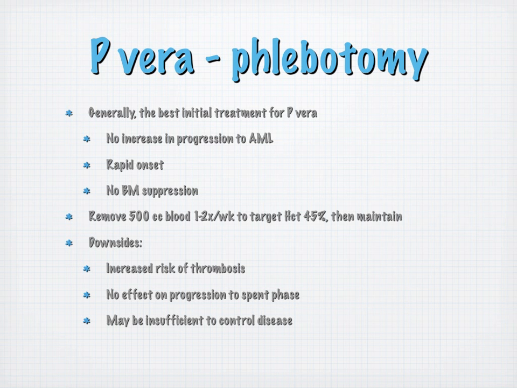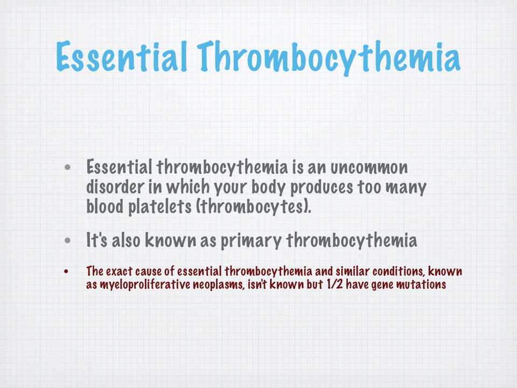So you remove 500 cc's of blood 1 to 2 times a week to target the hematocrit at 45%, and then you maintain. And the downsides: you have an increased risk of thrombosis, no effect on progression to the spent phase, and it may be insufficient to control the disease. But hey, it's pretty much no risk to try it. So other than that, increased risk of thrombosis. But if you're going to have almost no chance of survival otherwise, I say why not try it? And that's, in fact, what is the first line.